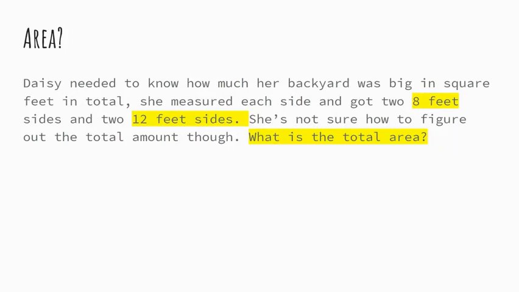So the formula for a rectangle is length times width, right? So we would do 8 times 12, which would get you 96 square feet. And the area is 96 square feet.